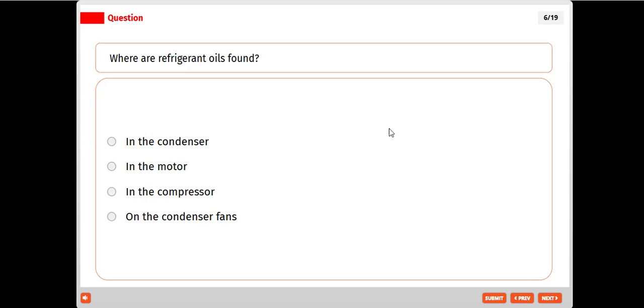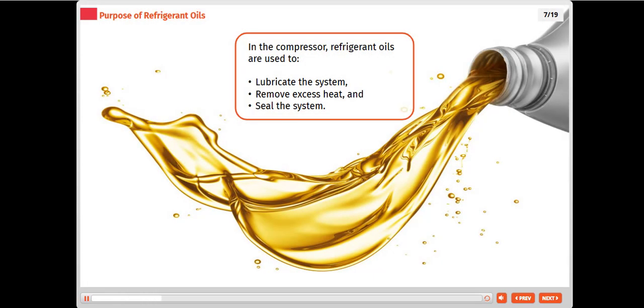Where are refrigerant oils found? They're found in the compressor. In the compressor, refrigerant oils are used to lubricate the system, remove excess heat, and seal the system.